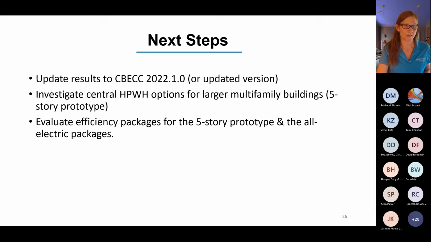And next steps, as I've said before, we will be updating the results. We're still determining whether we update them right now to the certified version, or if we wait until the next version is released. We need to get a little more information from the software team on when that might be. Also looking into what other options there might be for central heat pump water heaters in larger multifamily buildings. And there's a couple of additional packages that we'll be evaluating, efficiency packages for the 5-story prototype and also for the all-electric packages. So with that, Misty, I'll hand it back to you.